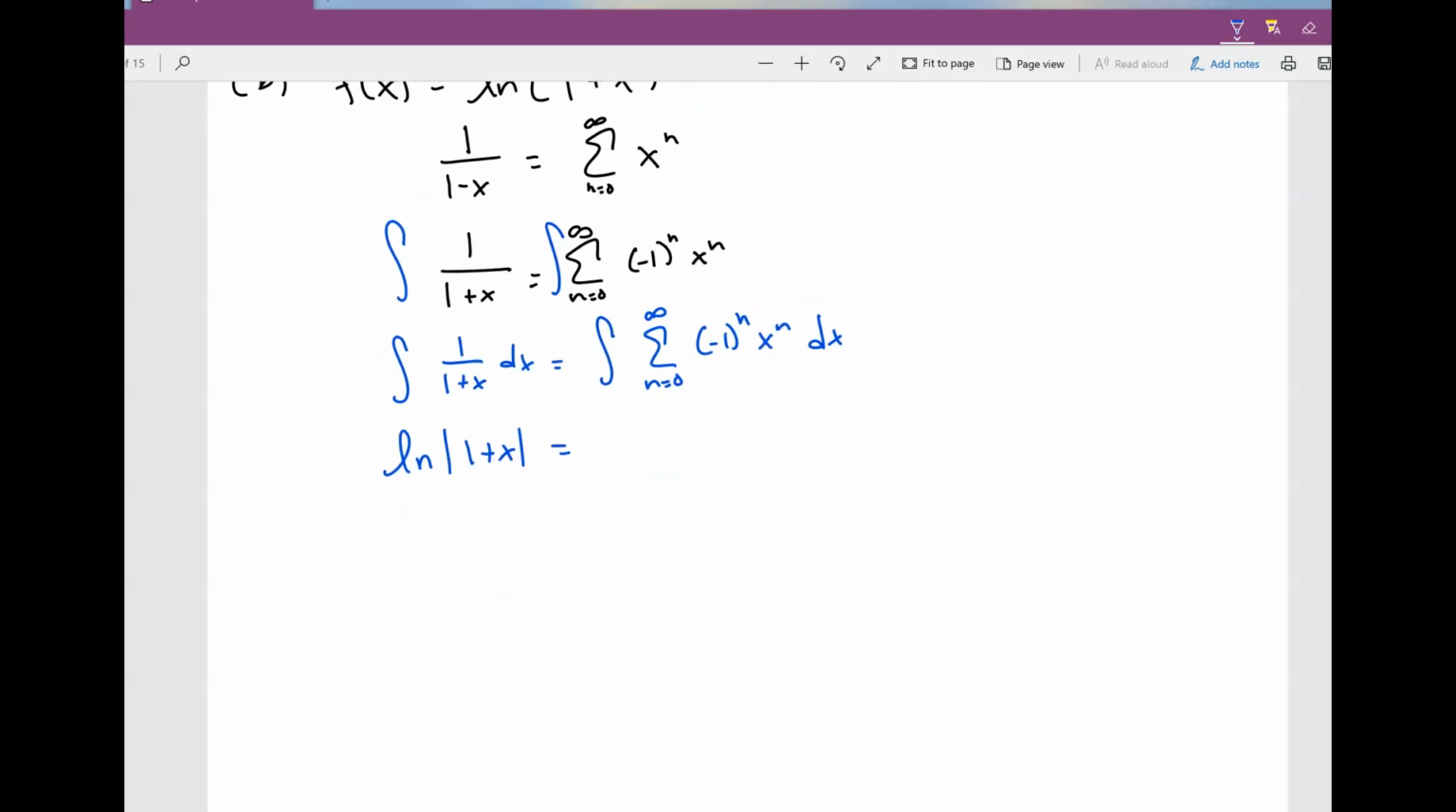And on the other side, notice that the only thing that we really care about is the x value, because we're doing the integral with respect to x. So I can take the sum out, and I can take that negative 1 to the n outside as well. And all I'm left with is just the integral of x to the n, which is just going to be x to the n plus 1 over n plus 1 plus c.